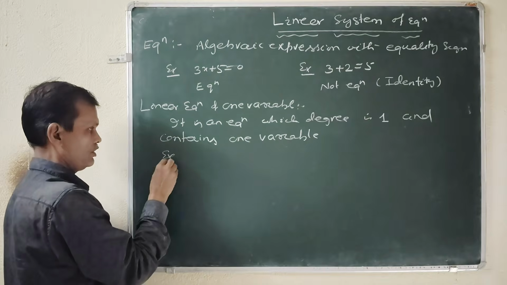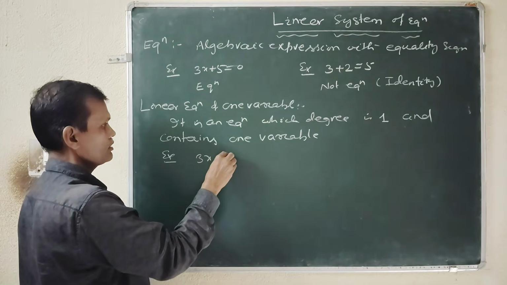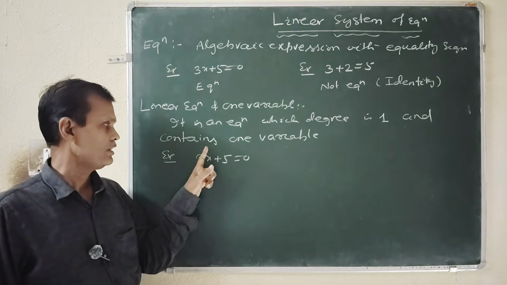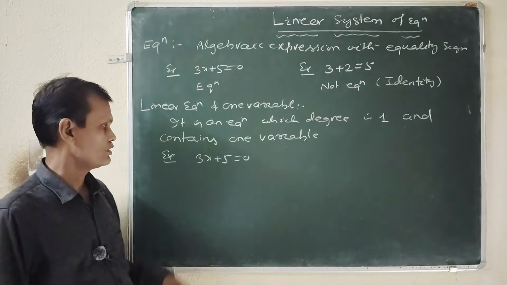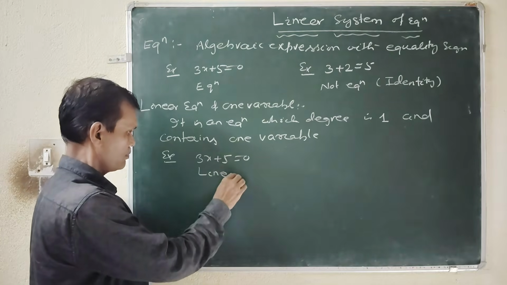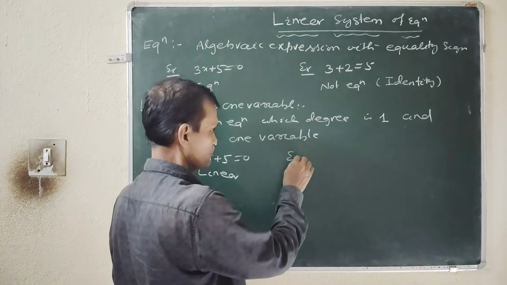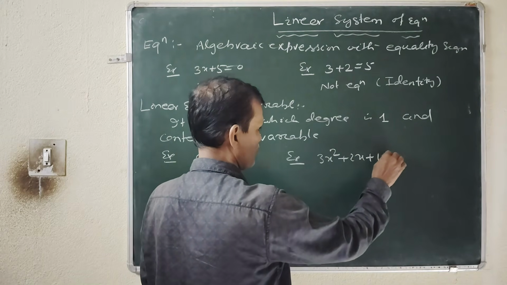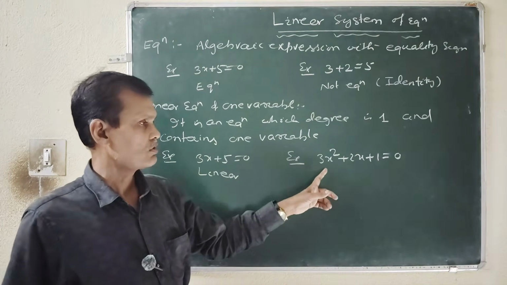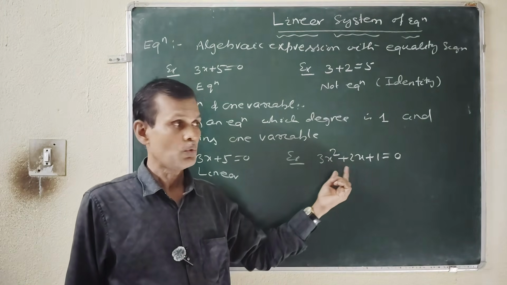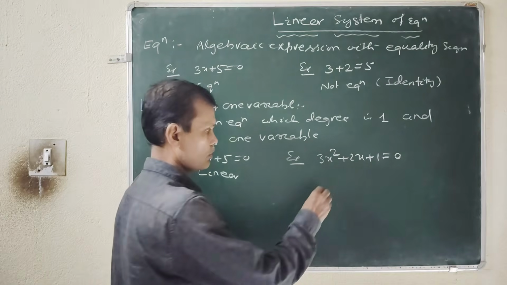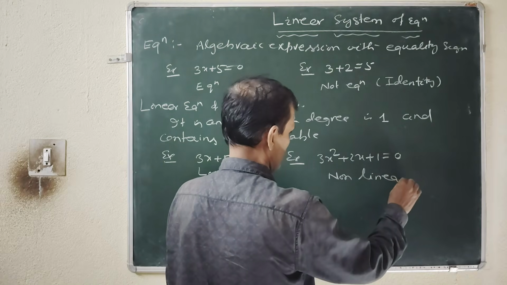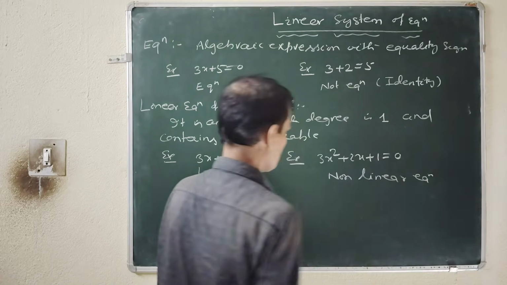Example, if we say 3x plus 5 is equal to 0, how many variables are there? Only one variable. What is the degree of this equation? That is 1. So it is called linear. If I say another example, say 3x square plus 2x plus 1 is equal to 0, this contains one variable, only one unknown, that is x, but the degree is 2. So it is not linear. So this is a non-linear equation. Okay. So this is the algebraic form.